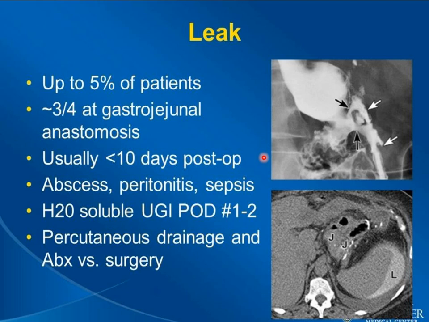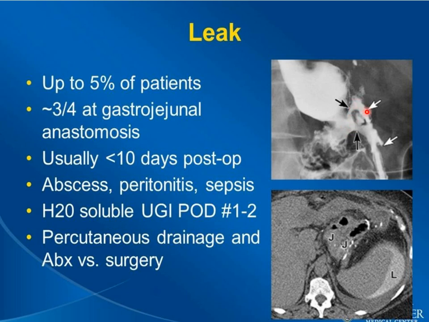Water soluble upper GI study per oral. What does that mean? Per oral. Oral intake after 1 to 2 days. If the patient eats too fast after 1 or 2 days, not chewing well, they will develop this type of problem. Treatment is percutaneous drainage and antibiotics. First they will try this for this type of complication, rather than urgent operation.